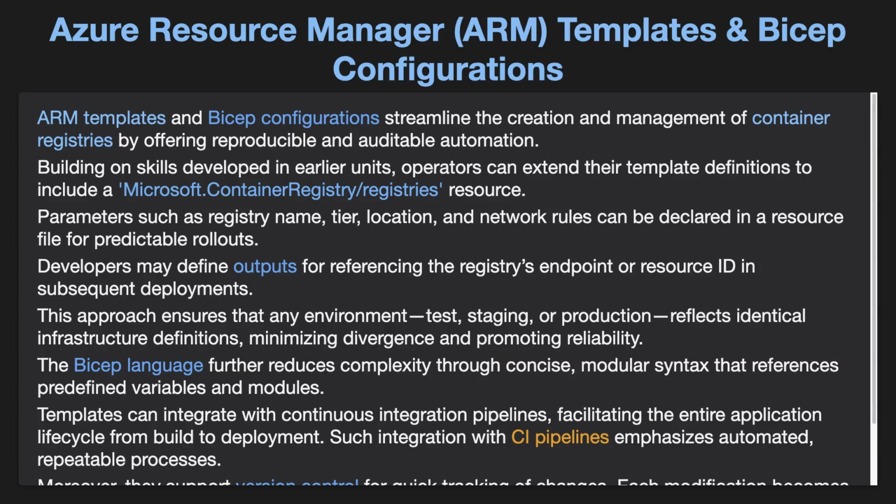Building on skills developed in earlier units, operators can extend their template definitions to include a Microsoft.ContainerRegistry/registries resource. Parameters such as registry name, tier, location, and network rules can be declared in a resource file for predictable rollouts. Developers may define outputs for referencing the registry's endpoint or resource ID in subsequent deployments. This approach ensures that any environment, test, staging, or production, reflects identical infrastructure definitions, minimizing divergence and promoting reliability.